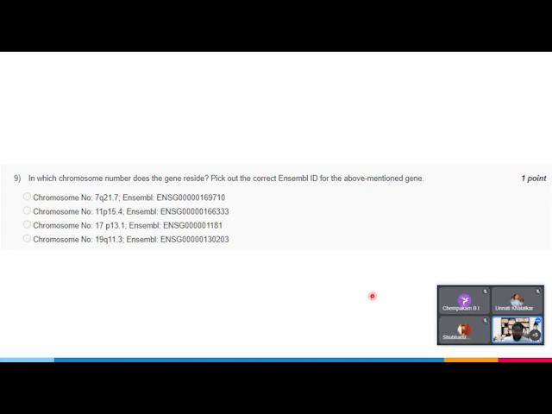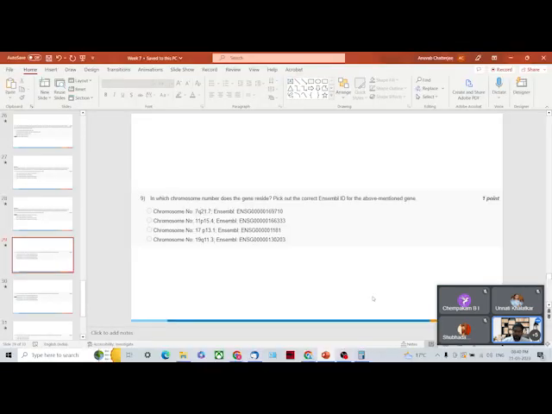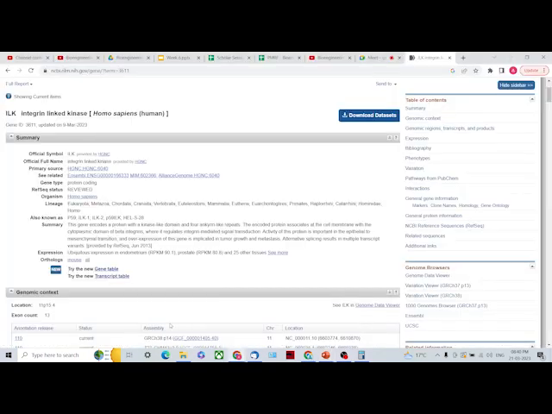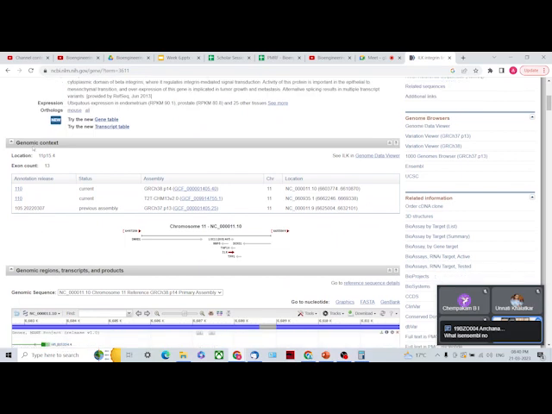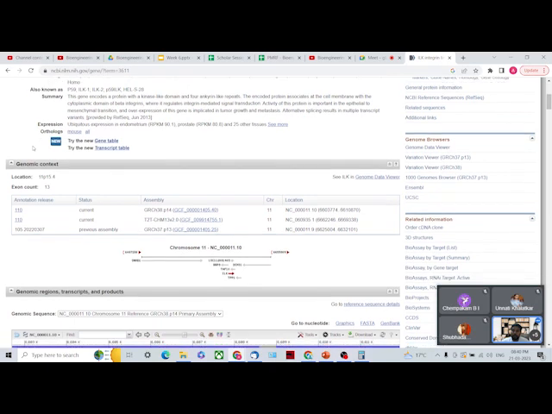So going to the same page, you have to just look for the chromosome number. Is anyone doing that? Okay. So just sliding on through this particular page itself, we have a genomic context as the next category. What is the Ensembl ID, I will get. So just sliding on to the next category.